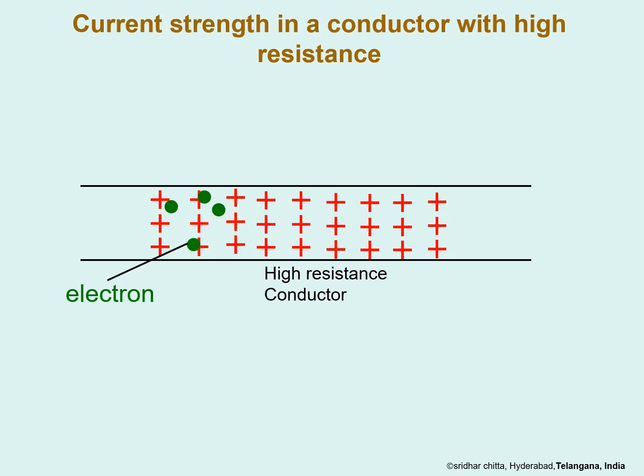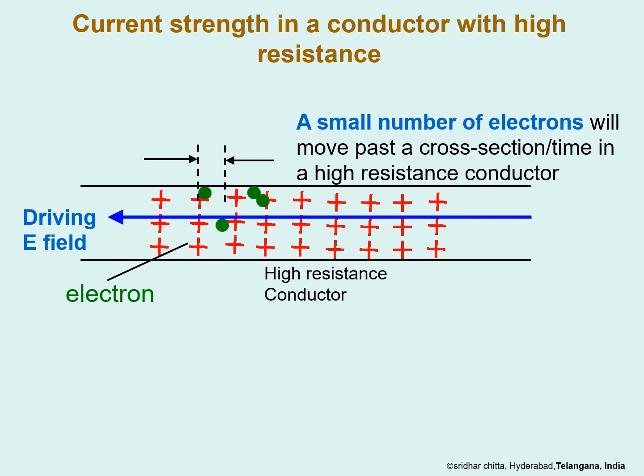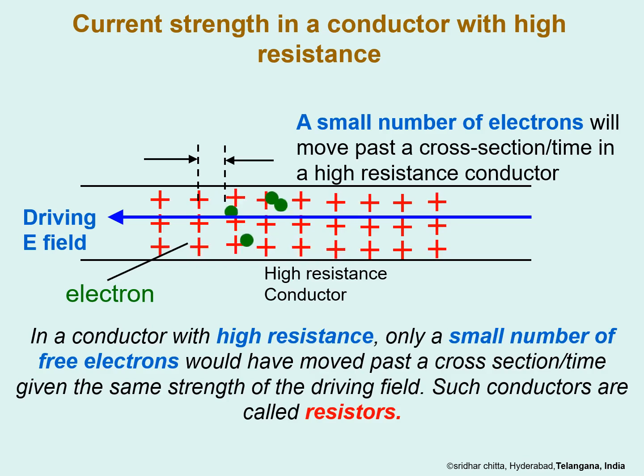Current strength in a conductor with high resistance. We again apply a driving field. A small number of electrons will move past a cross-section per time in a high-resistance conductor. In a conductor with high resistance, only a small number of free electrons would have moved past a cross-section per time given the same strength of the driving field. Such conductors are called resistors.